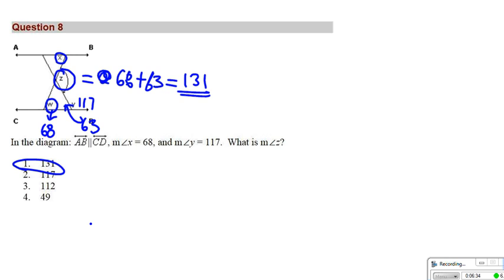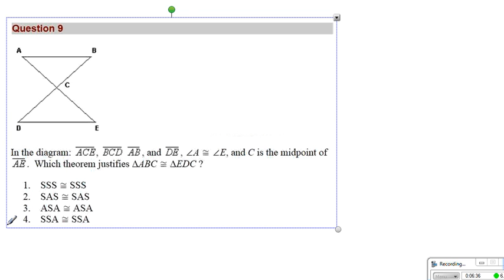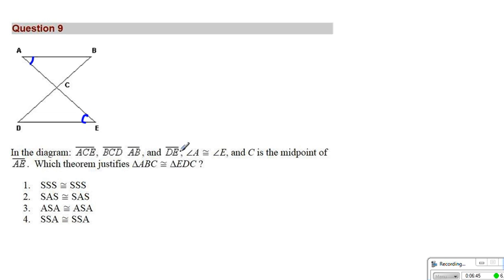Alright, next, number 9. Here we have angle A and angle E congruent, and C is the midpoint of AE. That means AC and CE must be equal to each other. As soon as you see this, you will realize that these two vertical angles will be equal to each other. That means we have angle, side, angle. Choice number 3 would have been our answer, therefore.